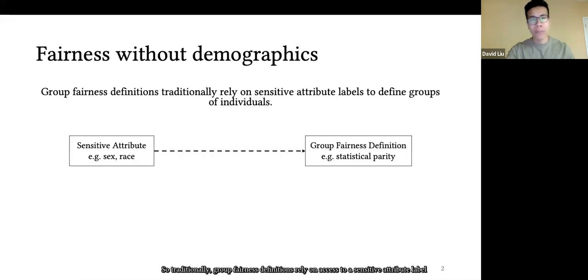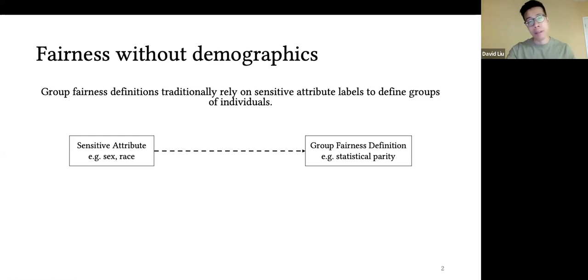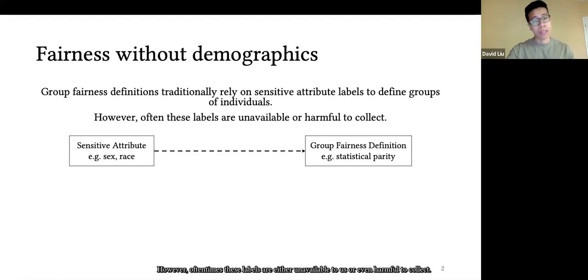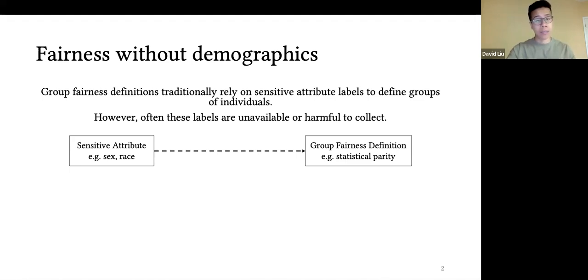So traditionally, group fairness definitions rely on access to a sensitive attribute label, such as sex or race, in order to define groups, so that we would like to balance outcomes and risks. However, oftentimes these labels are either unavailable to us or even harmful to collect.